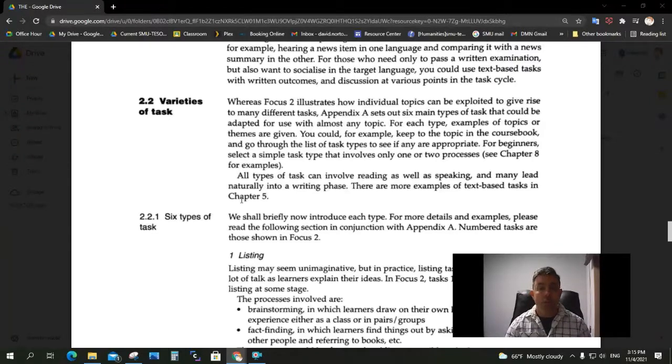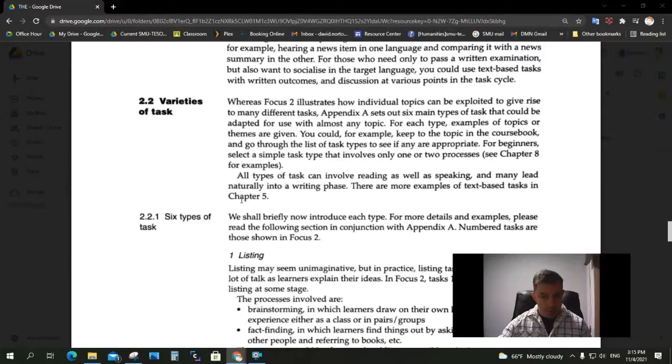and then I'm going to take you through the varieties of tasks and specifically talk about what could be possible outcomes for the types of tasks that they list, because as we'll talk about, the outcome of a task is probably the most important element of the task. If you don't have an outcome, you don't have a task in the sense of task-based learning.